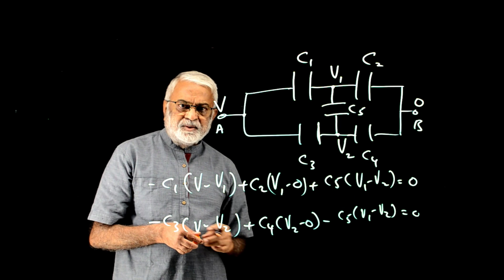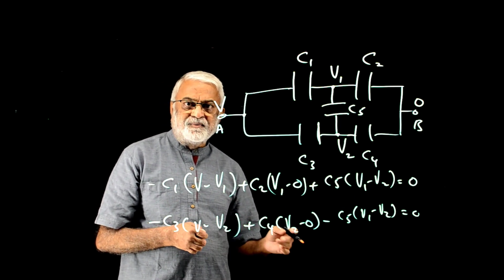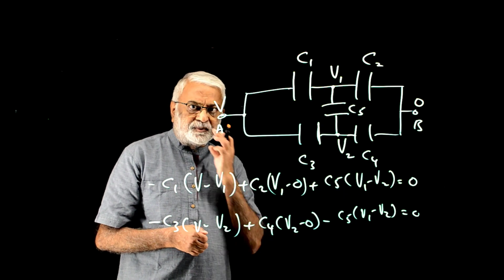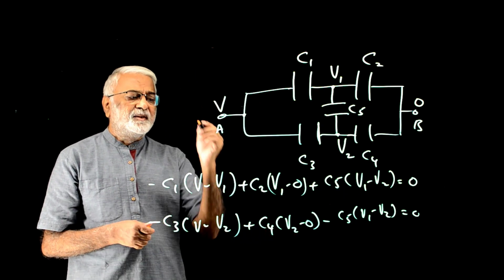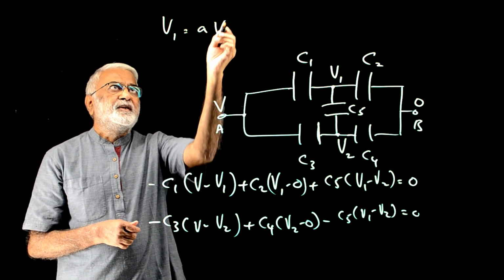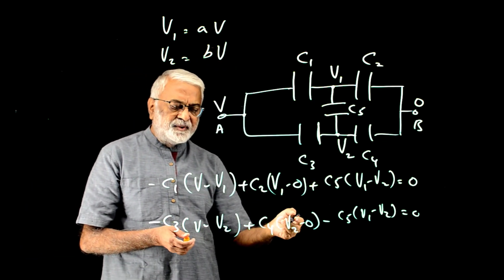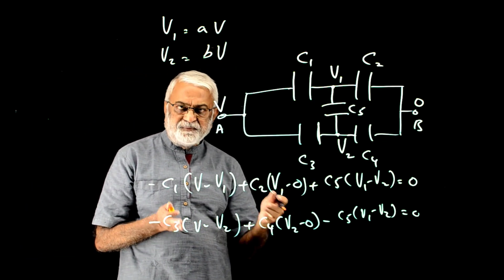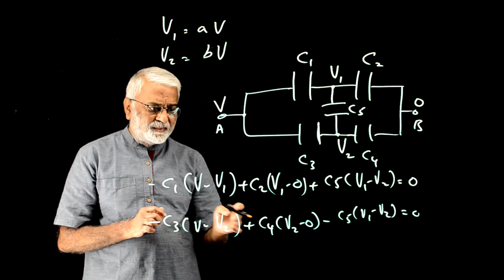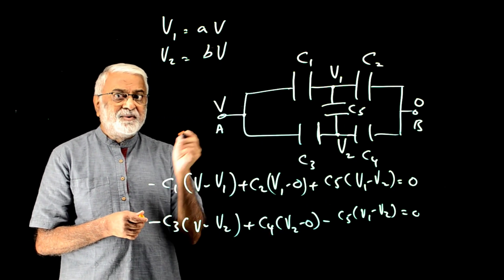So you can solve these equations, treating V as a known quantity, and solve for V1 and V2. You'll end up with something like this: V1 is some A times V and V2 is some B times V. That is, we'll be able to solve for V1 and V2 in terms of V. A and B will involve C1, C2 and the other capacitors. Now, what is the equivalent capacitance?